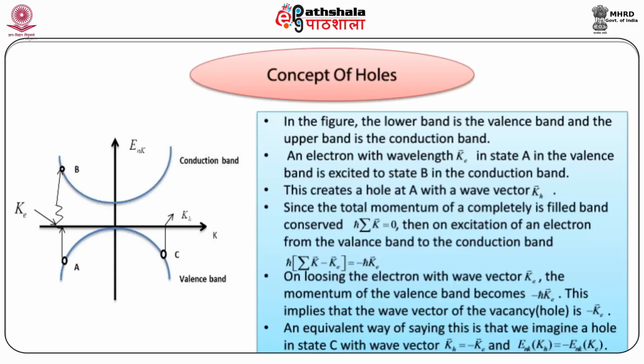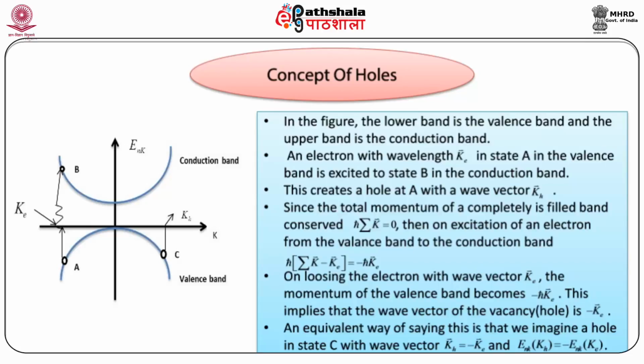We now discuss the concept of holes. Before actually trying to understand the concept of effective mass, it is very important that we understand what exactly holes are. So let us first understand the concept of holes. To do this, we take the help of this diagram of electronic energy bands. As you can see from here, we have a valence band and we have a conduction band. The valence band lies below the x-axis and the conduction band lies above the x-axis. This is a plot of E versus the k vector. The lower band is the valence band and the upper band is the conduction band.